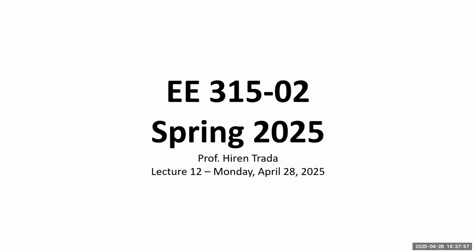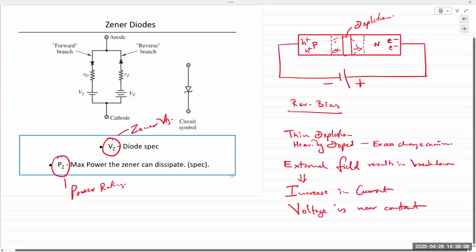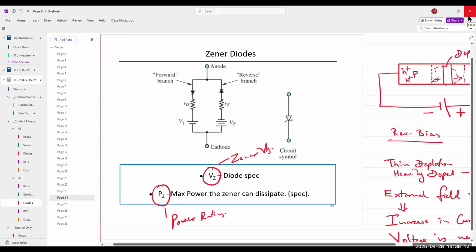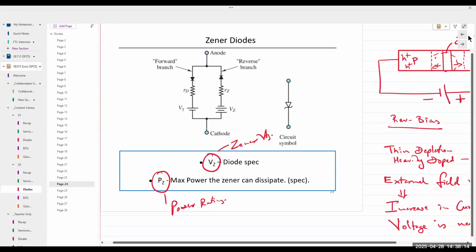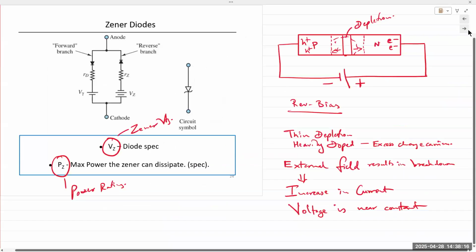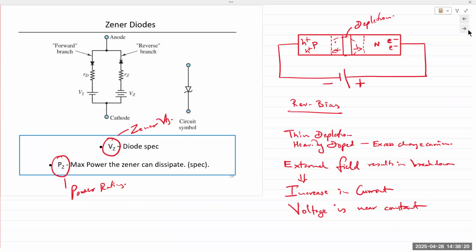Okay, good afternoon, everyone. Let's continue the discussion about Zener diodes. So first, I want to do a quick recap of the introduction. Let's make sure I'm in the right section. Section 224. Okay, so Zener diodes. Zener diodes are like regular diodes, except they are specially formulated to operate in the reverse bias.